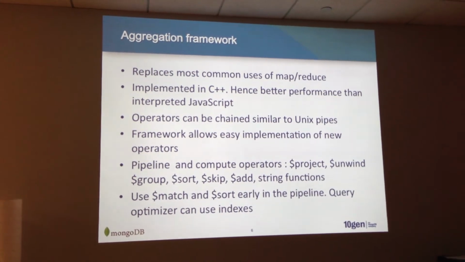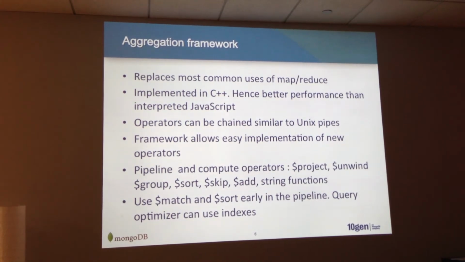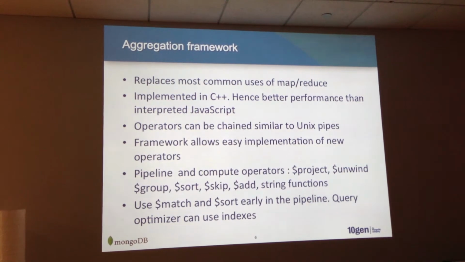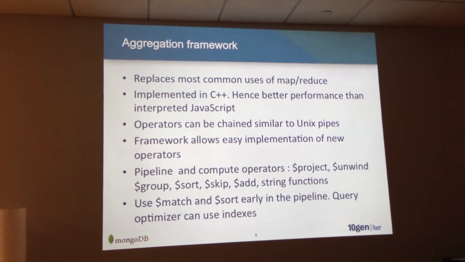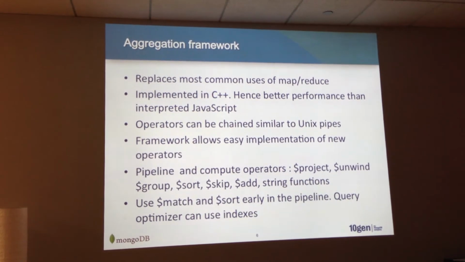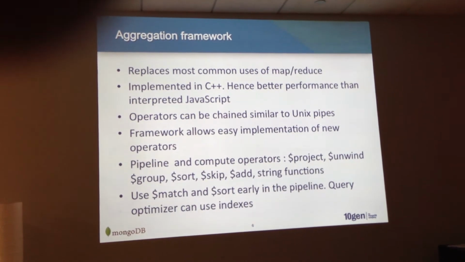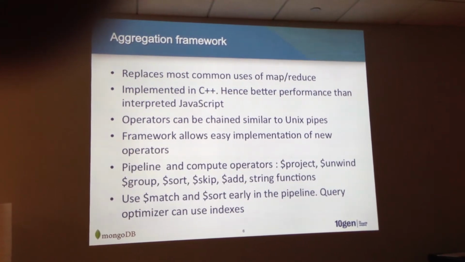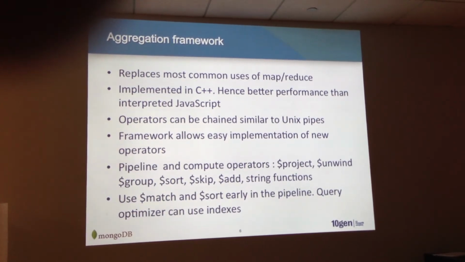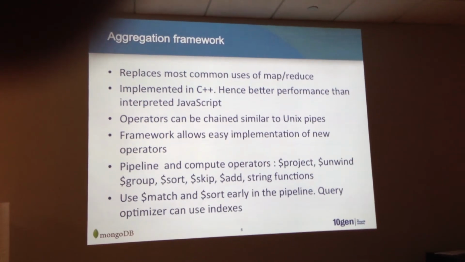Then you can group, sort, skip, add, and so on. The $add is sort of like string functions. Within each command, you have many functions. So typically, if you have blog posts with tags and you want to count how many times a tag appears, you would unwind the tags. So then you end up with one entry per tag, and then you would group by tags, and when you group, you do the sum.